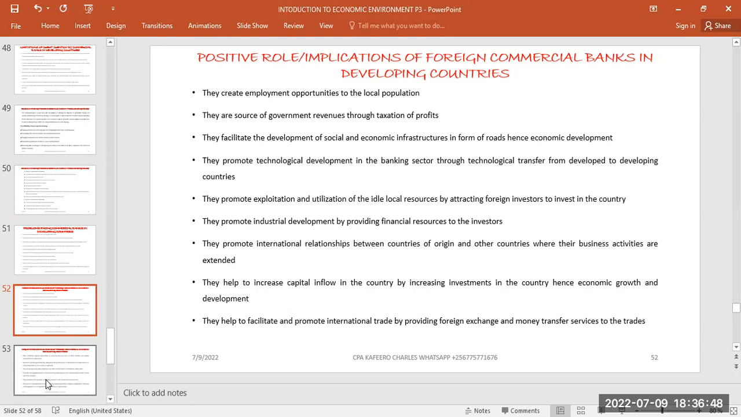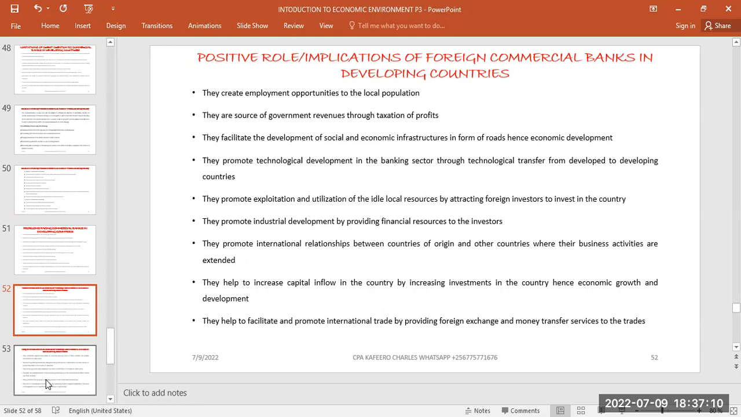Then they promote technological transfer. We said that since they use a lot of machines which are imported from abroad, it means that they are going to bring in a new technology that will help the country to develop, in form of technological transfer from the developed countries to developing countries.